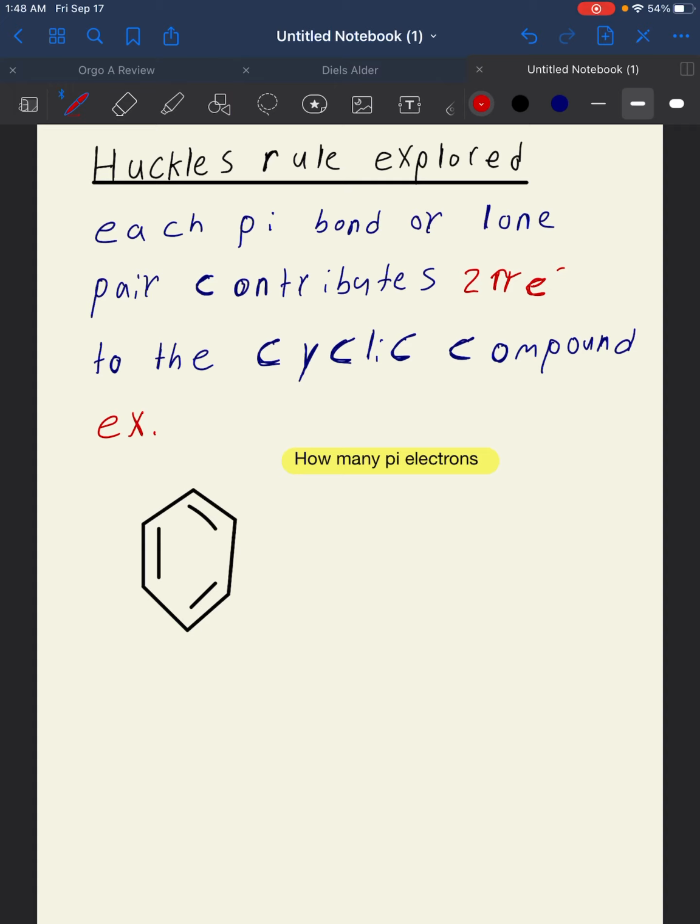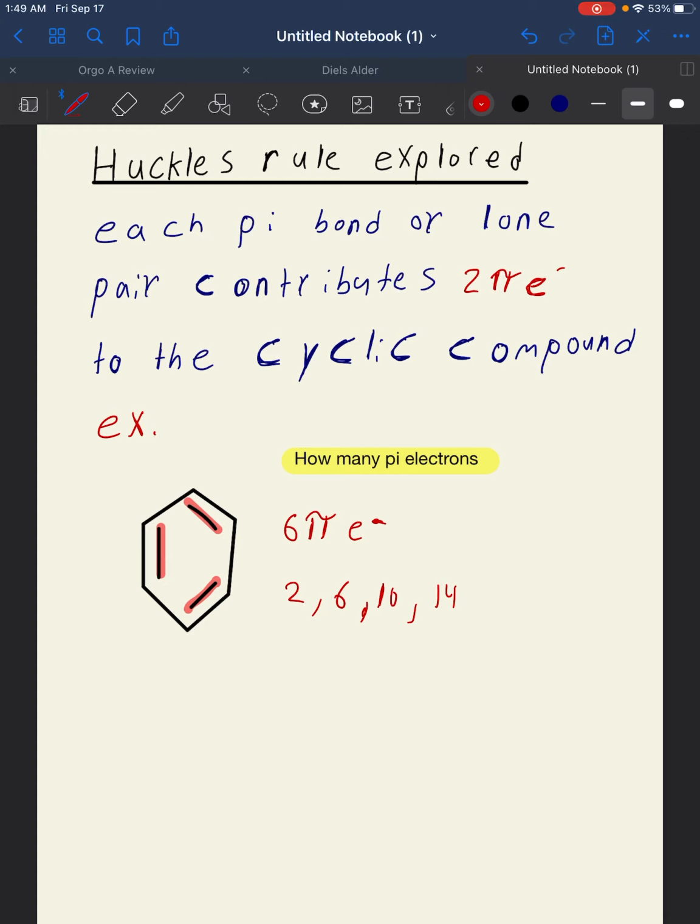So, Huckel's rule explored. Each pi bond or lone pair contributes 2 pi electrons to the cyclic compound. So what that means is, for example, I got my benzene here, because like I said, I like to always go back to benzene. Start with the basics and then work your way up. We have 1 pi bond, 2 pi bonds, 3 pi bonds. So that would be 2, 4, 6. That means there is 6 pi electrons in the system, and that follows Huckel's rule, which is once again 2, 6, 10, and then 14.